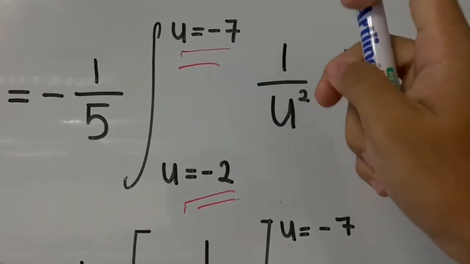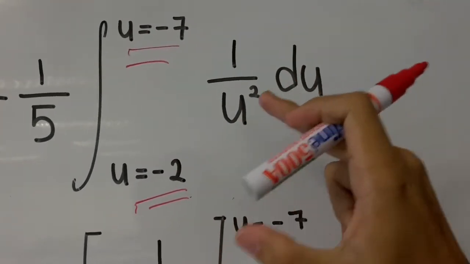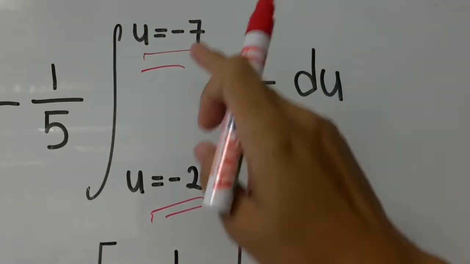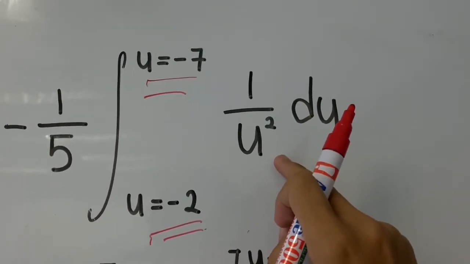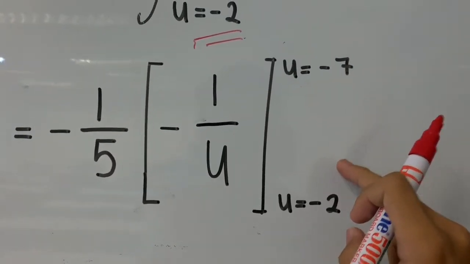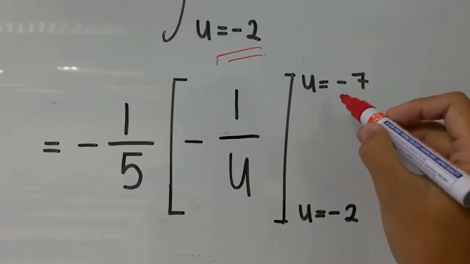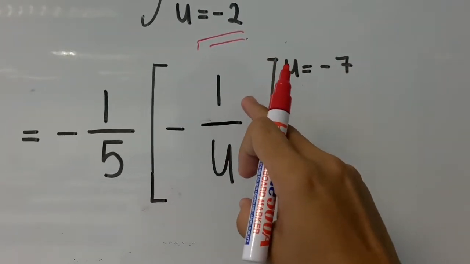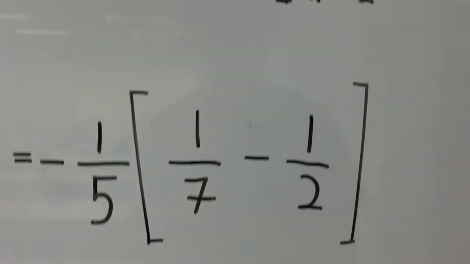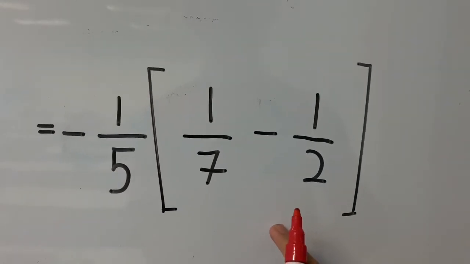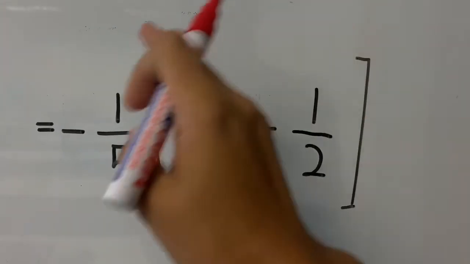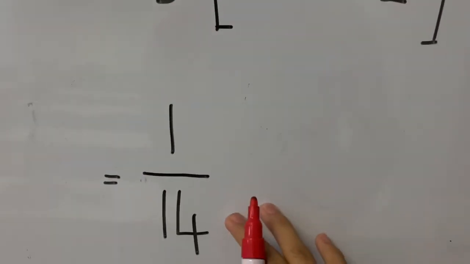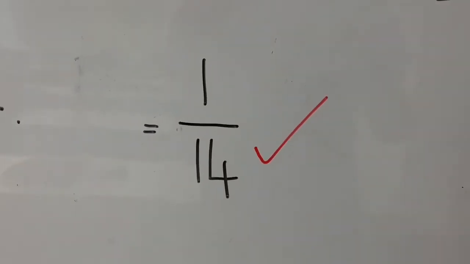And then, when you have already changed the limits in terms of u, you can finally integrate the expression like this. And then, from the limits, we can sub the value of the limits into the expression. So it will be like this. After we solve all the operations, the final answer will be the same, which is 1 over 14.